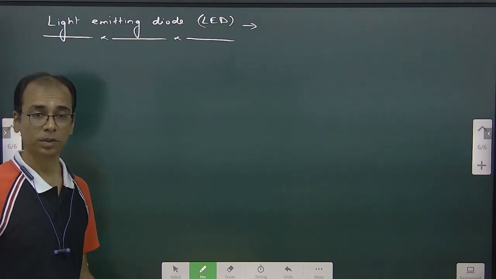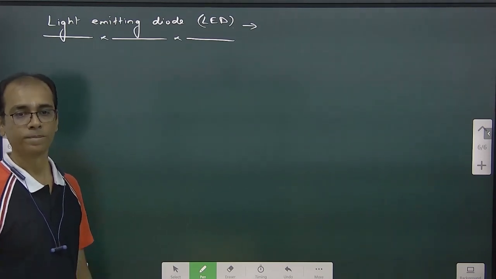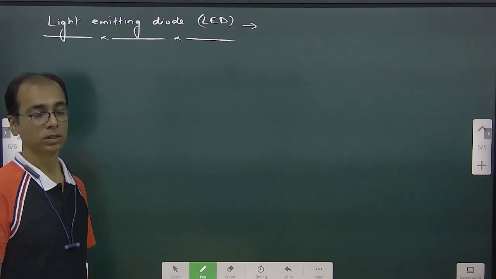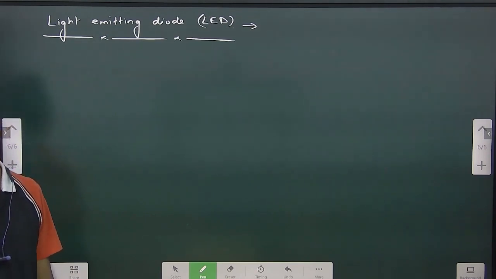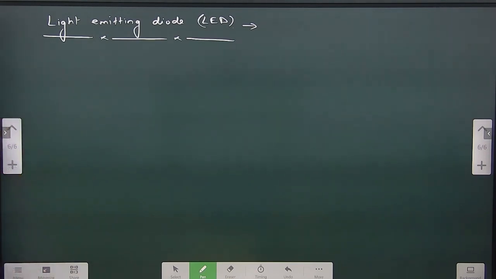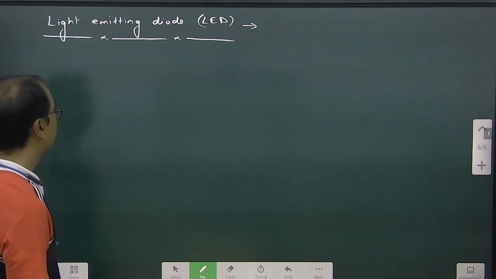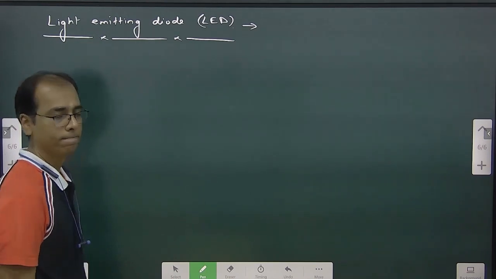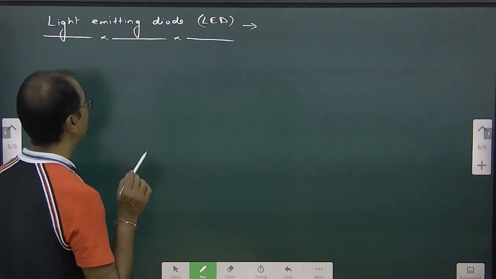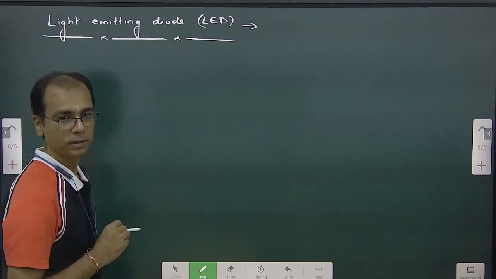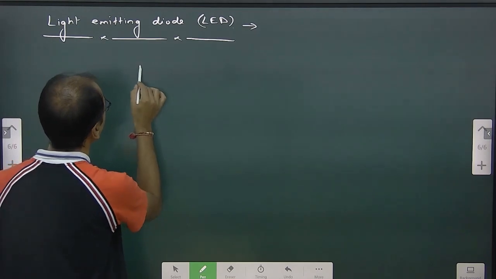So what is LED? Actually a PN junction diode only. Its working we are going to see, and its diagram, and its characteristic also we will see. So what happens in a light emitting diode? It is going to emit light. So how are we going to make it? It is a PN junction diode. How is it connected? We connect the PN junction diode in forward bias.